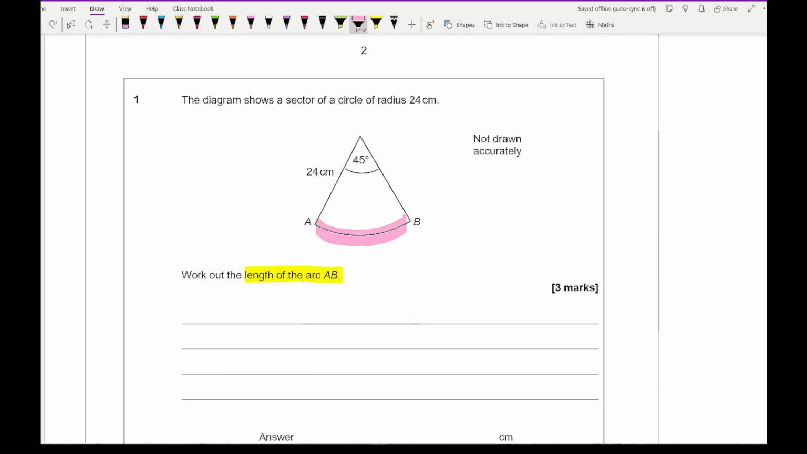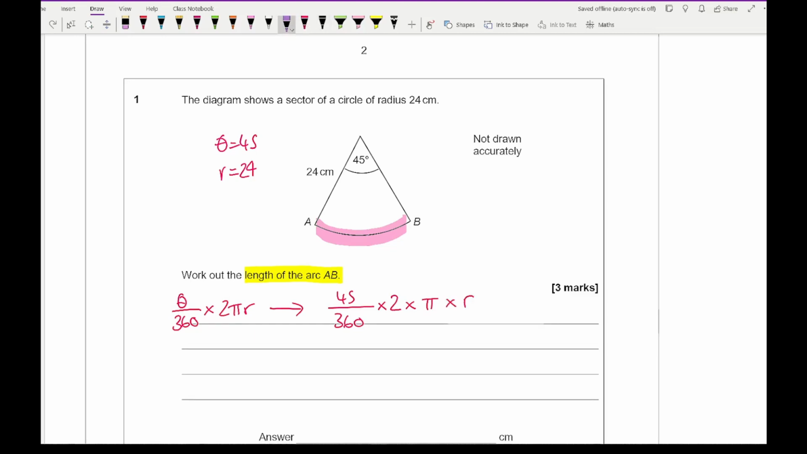so do not go that extra step further. So looking at arc length, it's worth quoting the formula, which is theta over 360 multiplied by 2 pi r. So again, substituting numbers in, I know theta is 45 and the radius is 24. So substituting those numbers in, I get 45 over 360 multiplied by 2 multiplied by pi multiplied by r.